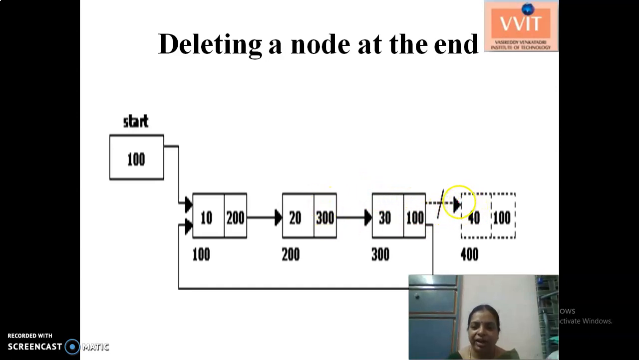Deleting a node at the ending. This is the last node, this is the temp variable, and this is the previous node. So the previous node's next is assigned with the start node address, so that automatically this node's address is removed from the previous node.